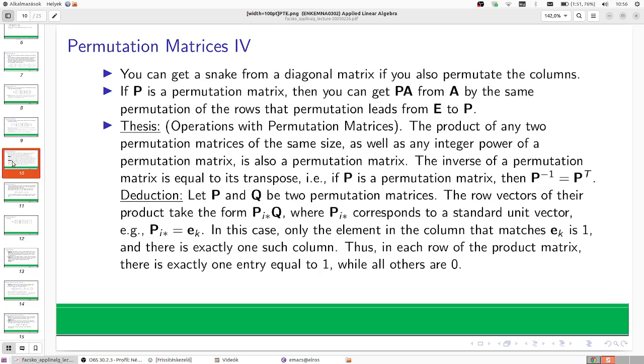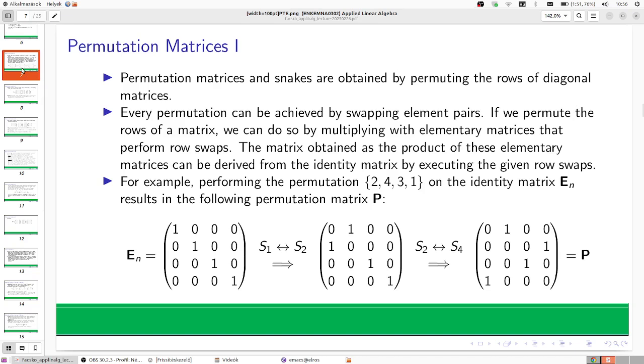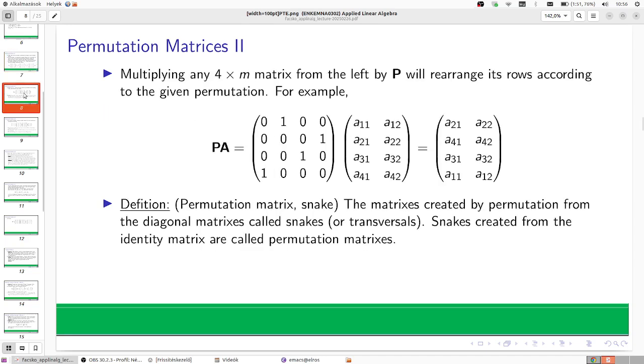So if P is a permutation matrix, you can get PA from A by the same permutation of the rows, that permutation leads to P from the identity matrix. Actually, to get this, we switched the first and the second row, and then the second and the fourth row.